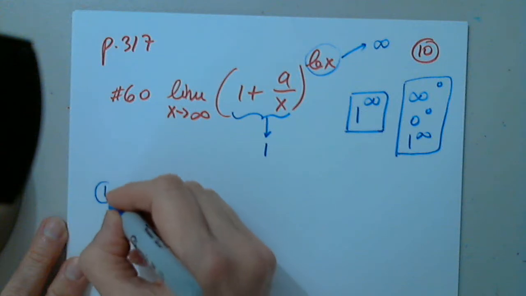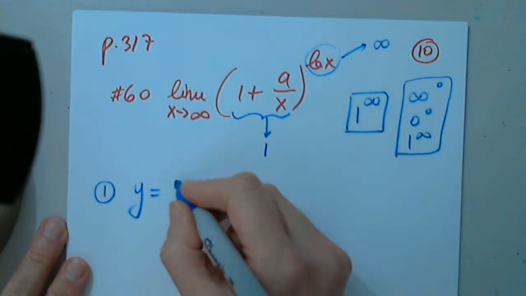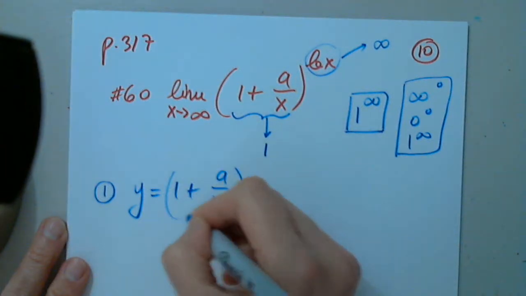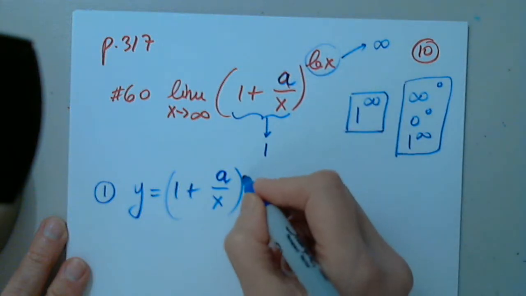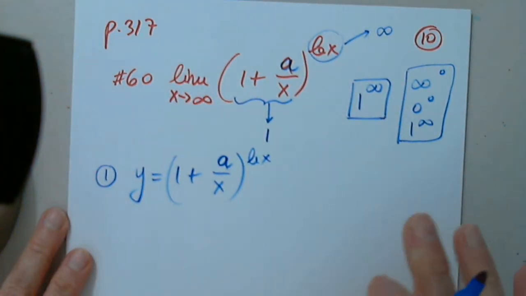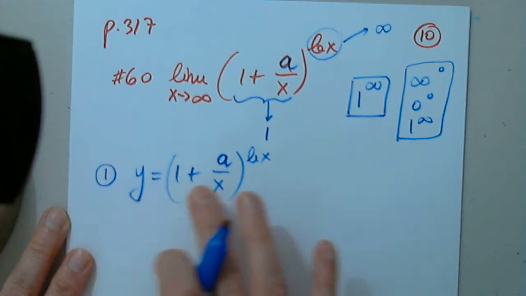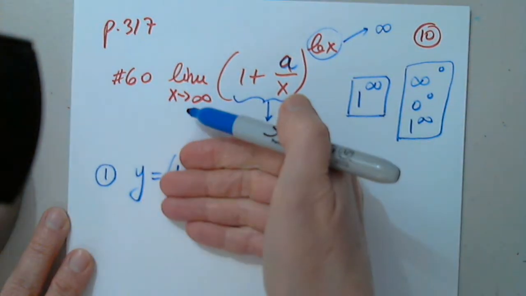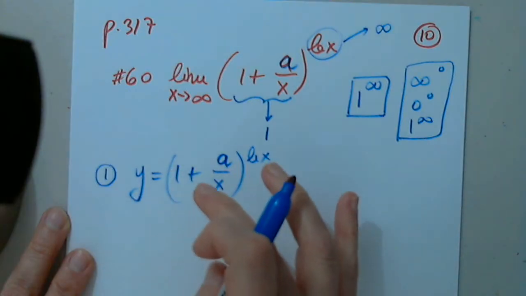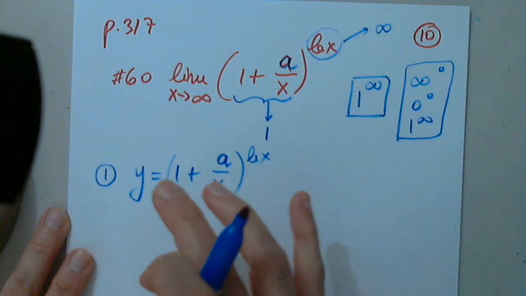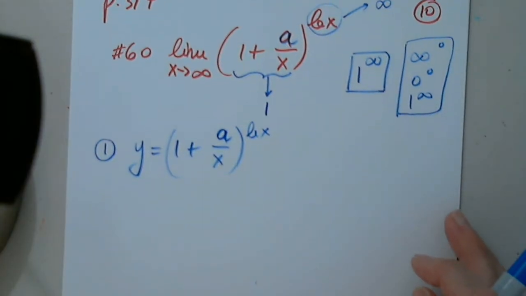Remember, the first step is I have to name the function. So this is y equals 1 plus a over x, all raised to bx. This is a, not 9. The reason why, remember, we have to have an equation: I cannot apply log to a quantity, but I can apply log to both sides of an equation. So that's why we have to name the function something. We normally name it y.